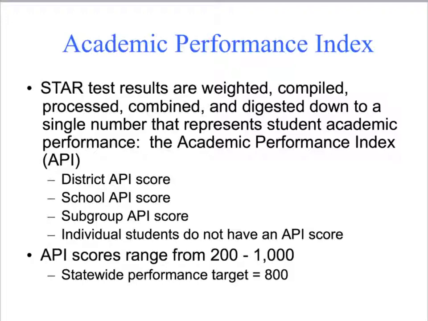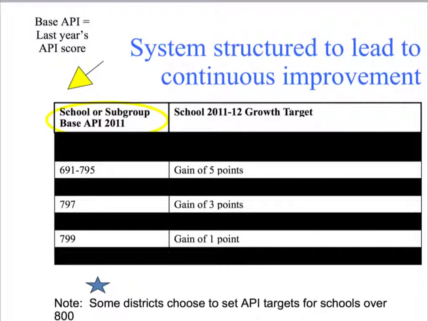And API scores range from 200 to 1,000. And the statewide performance target is that all schools should be at or above 800 on the API score range. Well, this is an unfortunate surprise. Apparently every other line of this table is blacked out.